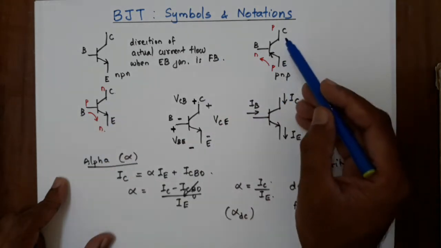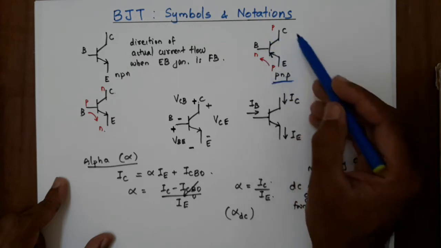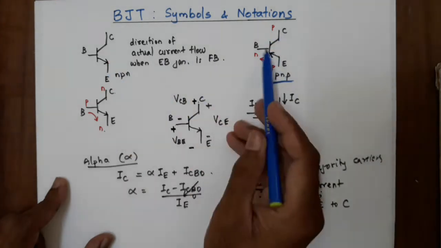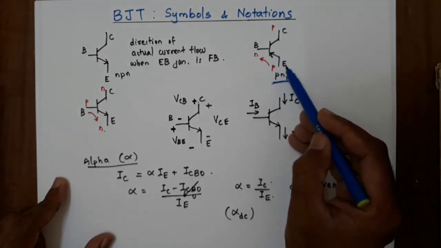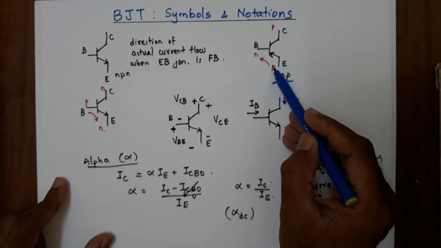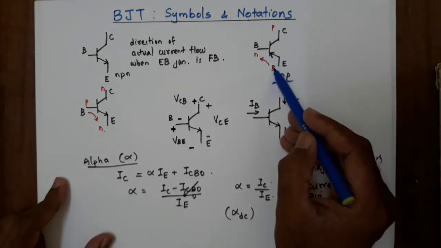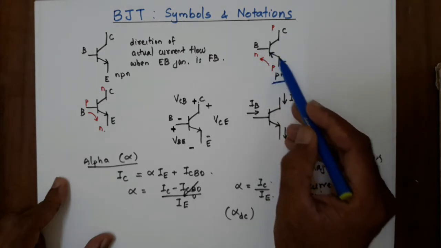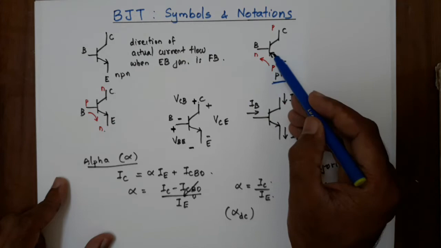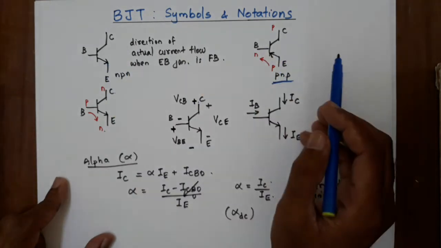Similarly, for a PNP transistor, this is the symbol. The only difference between these two is the direction of this arrow mark. Here also you can see for a PNP transistor, emitter is P material, base is N, collector is P. So the direction of actual current flow will be P to N, or emitter to base, when this junction is forward biased. So that is indicated by this arrow mark. That is the meaning of this arrow mark in the symbol of BJT.